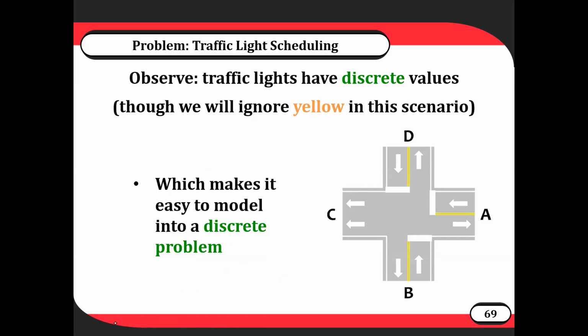So observe, traffic lights have discrete values. We're going to ignore yellow. And so each traffic light can be red or green. That makes this easy to model into a discrete problem because the traffic lights have very definite values.